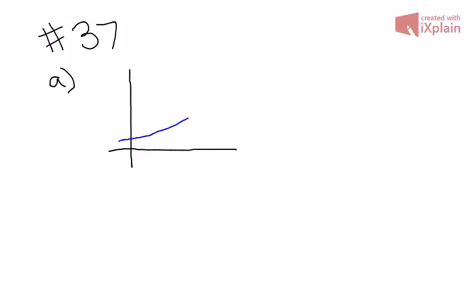Alrighty, so number 37 here. First up, you're going to want to go ahead and graph this function that they have, P equals 2000 over 1 plus e to the 5.3 minus 0.4t. Kind of a confusing function, but you can just plug it into your calculator or some graphing thing online, and you can go ahead and graph it.